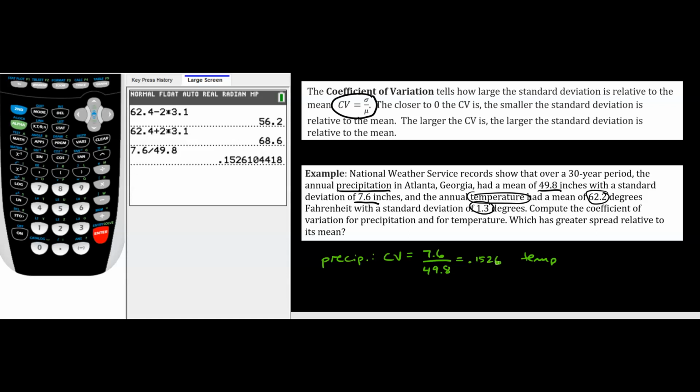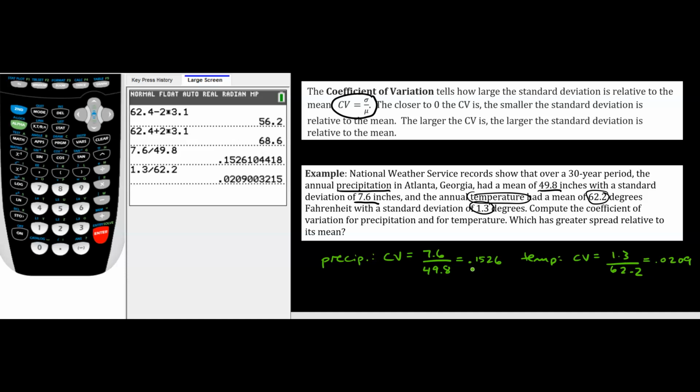And then the standard deviation, or I'm sorry, the coefficient of variation for the temperatures would be 1.3, because that is its standard deviation, divided by its mean of 62.2. And so if I do 1.3 divided by 62.2, I get an answer of 0.0209.